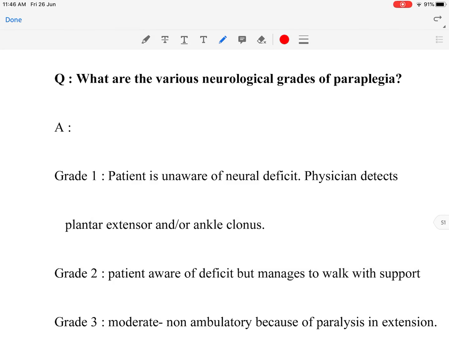So this video is in continuation with the tubercular spine video series. Here in this video we will discuss the neurological grading of the paraplegia if it occurs in the tubercular spine patient. This is known as Pott's paraplegia. So we have 4 grades in this Pott's paraplegia.